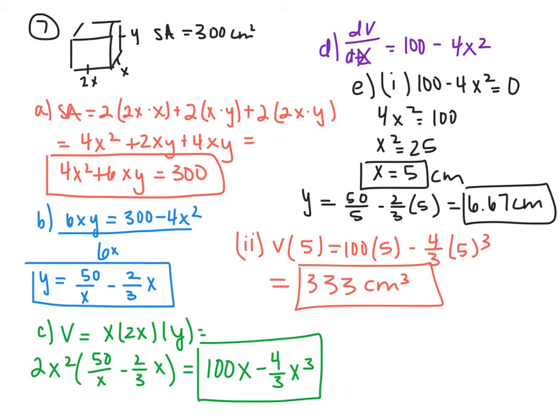And then part II wants us to find the volume at the maximum. So I took the volume equation that we found here in part C and plugged in x equals 5 for our x coordinate. And we get that the maximum volume is 333 centimeters cubed.